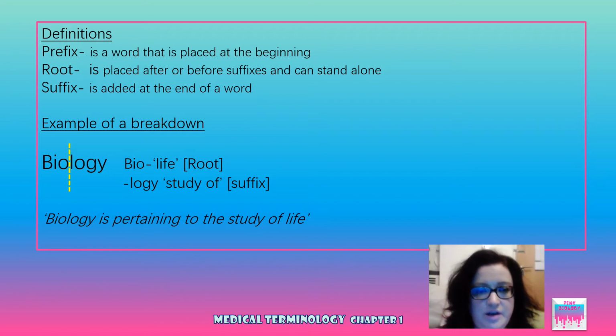So I'll give you an example. Bio is the root word, which is the main word, the topic, and then logi means the study of. So when you come to reading medical terminology, you often have to read it backwards. So you would say here that biology means the study of life. Logi is the study, bio is life, so you're reading it backwards: study of life.